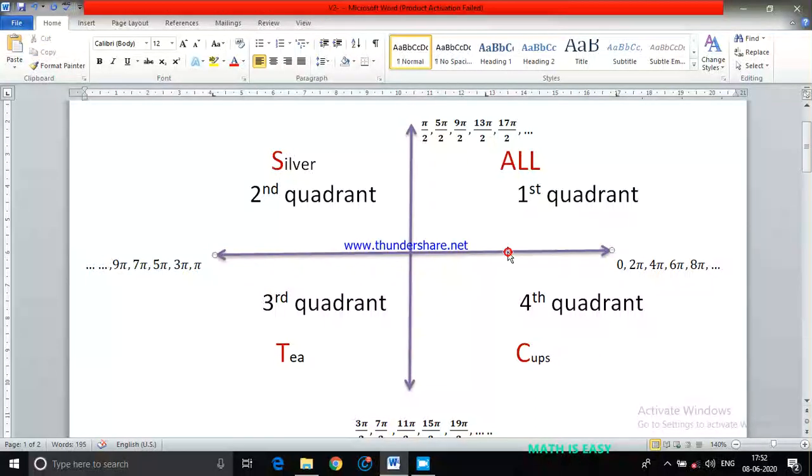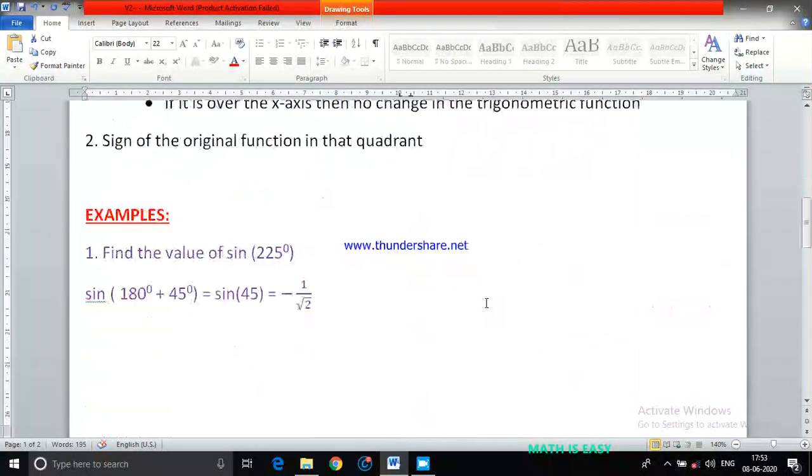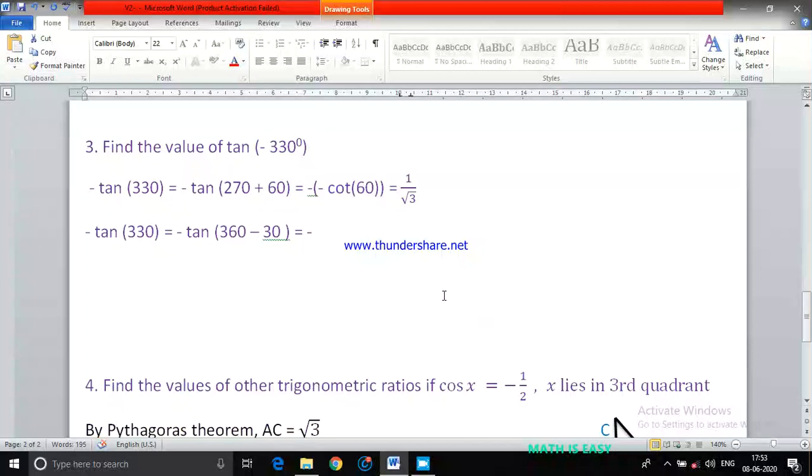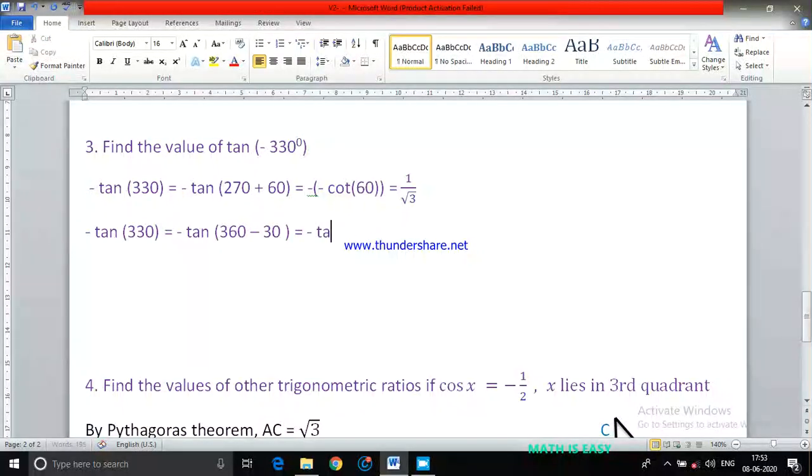So 360 means you are touching the x-axis. When you are touching the x-axis, your trigonometric function won't change. Tan will remain tan. So in the fourth quadrant, it will come as tan 30 degrees. Let me put the bracket, tan 30 degrees. As in the fourth quadrant your tan function is in negative value, one more negative sign I have to put, and negative of negative is positive.